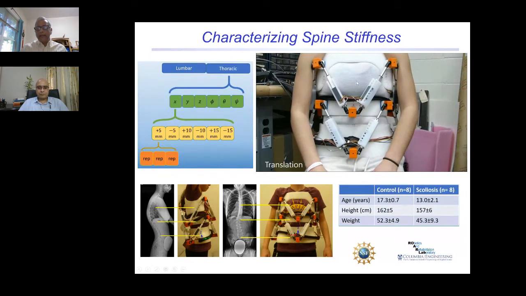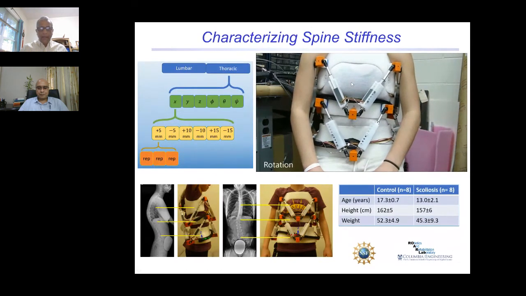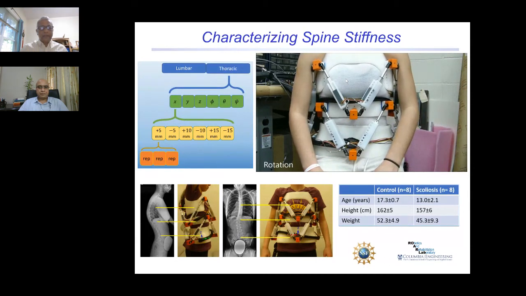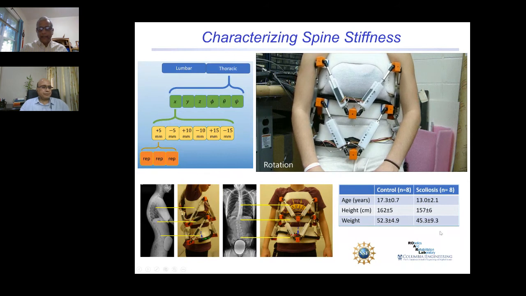So this device allows us to do some simple experiments in which you apply a displacement, and you can know how much force you need to apply in order to sustain that. So essentially, you're looking at force versus displacement, or some sort of stiffness of the upper body among these groups. We did a study with 8 young female subjects, around 17 years old, and 8 scoliotic subjects, about 30 years old, to understand what kinds of differences there are.